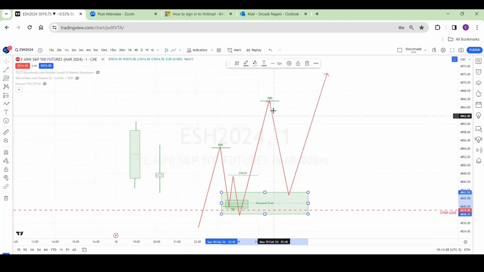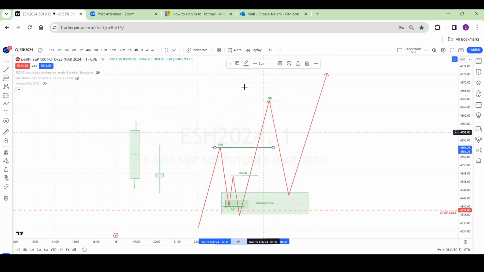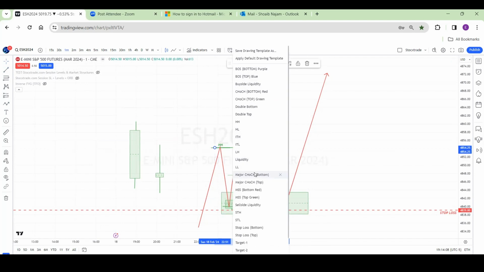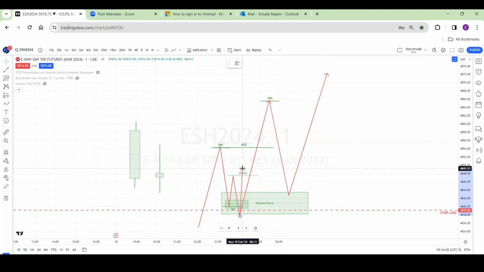Once the market goes up and then comes back down, in the same way, once it breaks this higher high, this is called market shift, or MSS, market structure shift. So this is the market structure shift, and then it created a higher high. In between, suppose the market is going like this in the same direction.